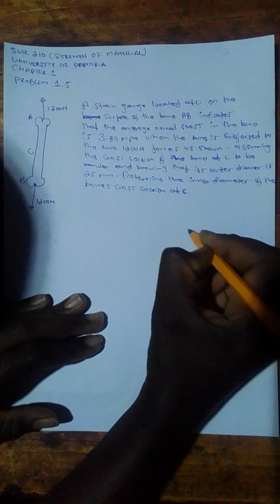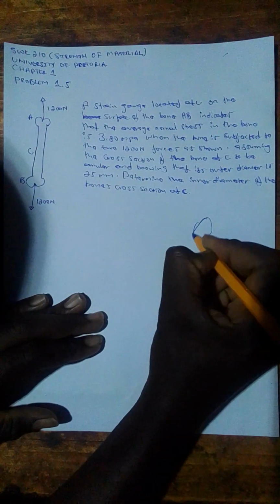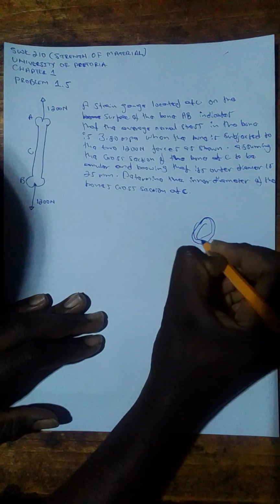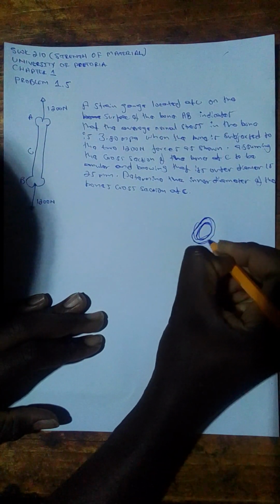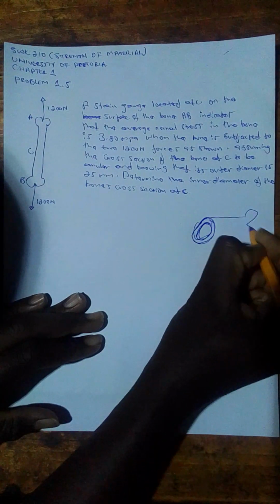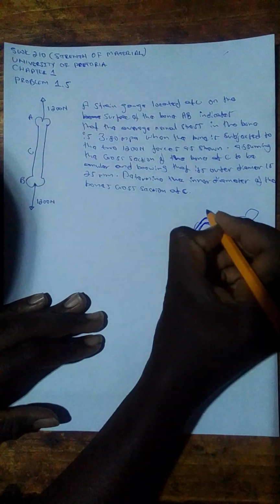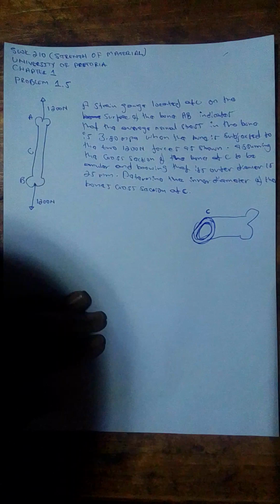Can I just draw a little cross section here just to illustrate something? This is actually the bone at C. This is the bone and this is C. I just chopped it by half.